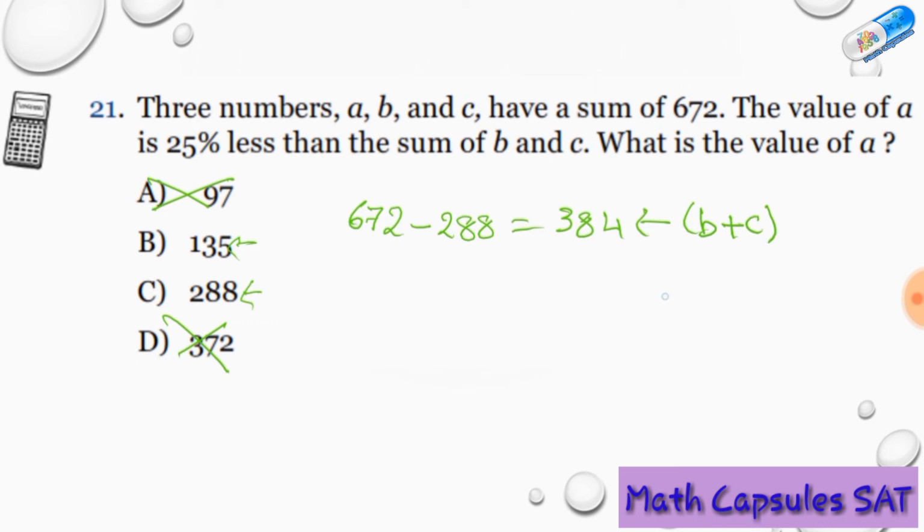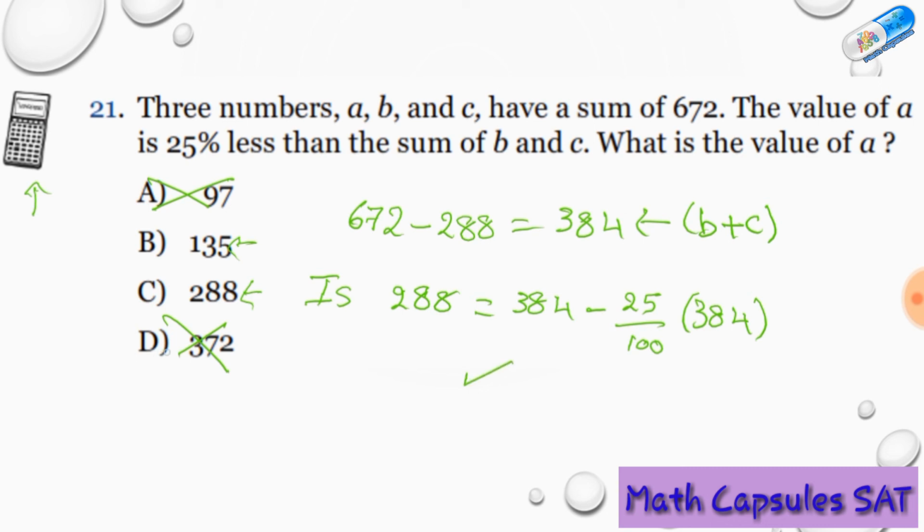Is A 25% less than the sum 384? Let us see. Is 288, which is A, equal to 384, the sum of B and C, minus 25% of 384? We can use the calculator here, because we have the calculator sign. Here we'll find that it is equal. So this means that C is the correct answer.